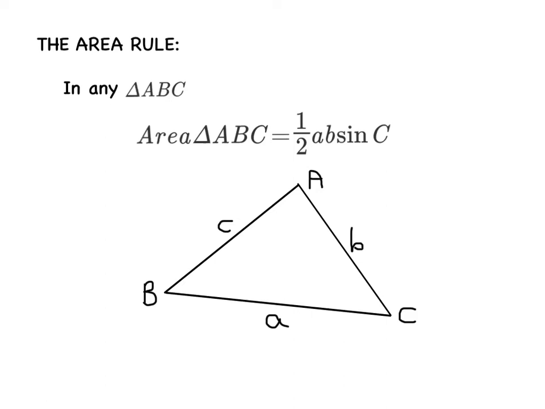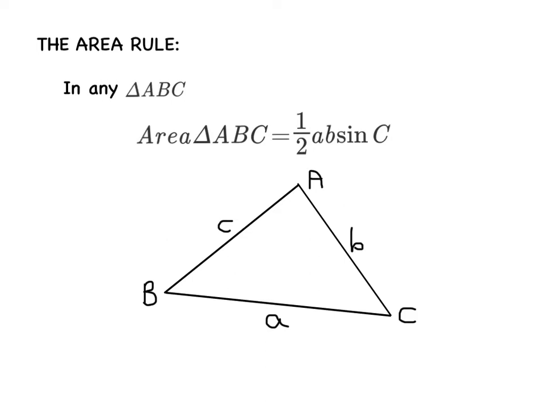Today we're going to look at using the area rule. You are required to know the proof of this rule for your matric exam. Firstly, what the area rule states is that in any triangle ABC, so this is the first time we've seen some trigonometry come into non-right angle triangles. In any triangle ABC, the area is given by the formula a half ab sine C.